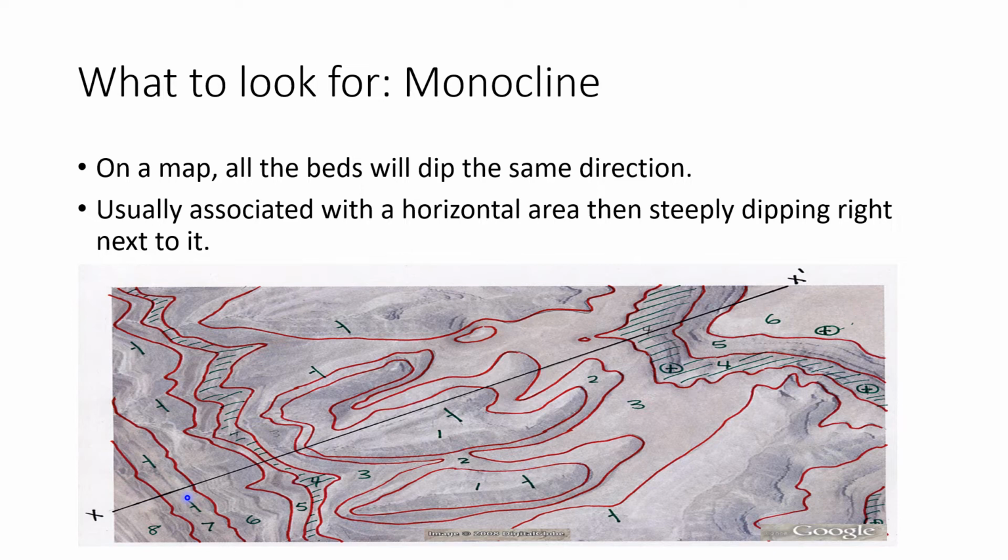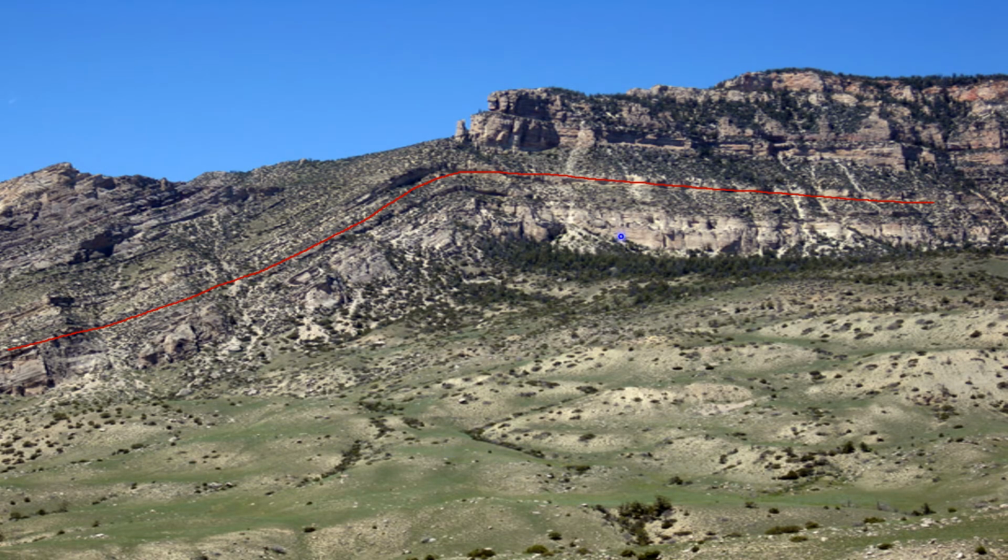So what does that look like with the rocks? That's what we have here. We've got our horizontal bedding, and then we have a monocline right here, and this line represents the monocline. If I were to show you this back on the map, you would see strike and dip symbols along here, and then you would see horizontal bedding symbols up here.